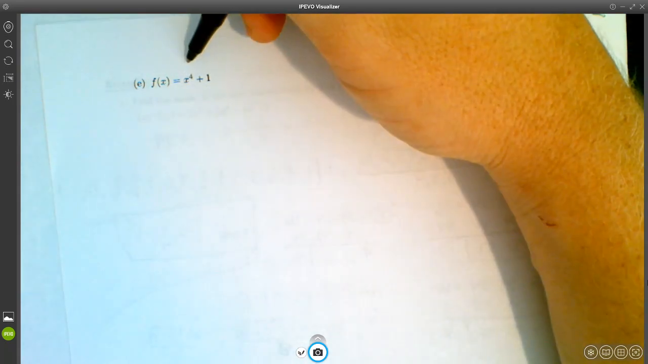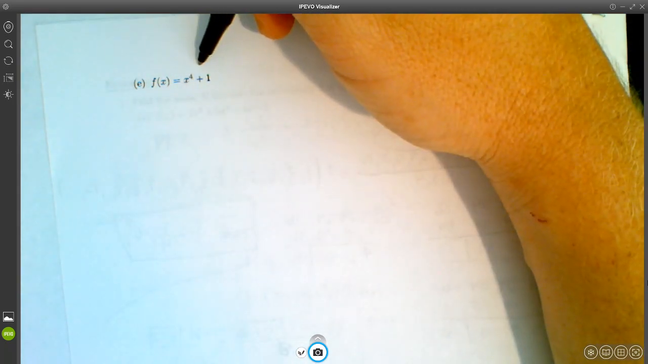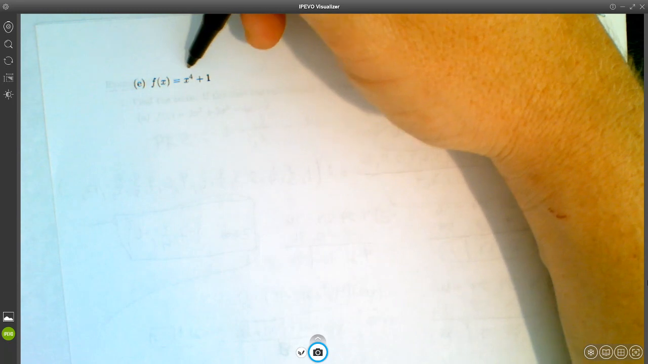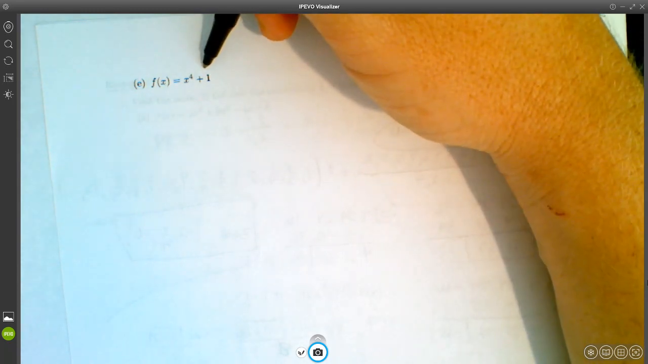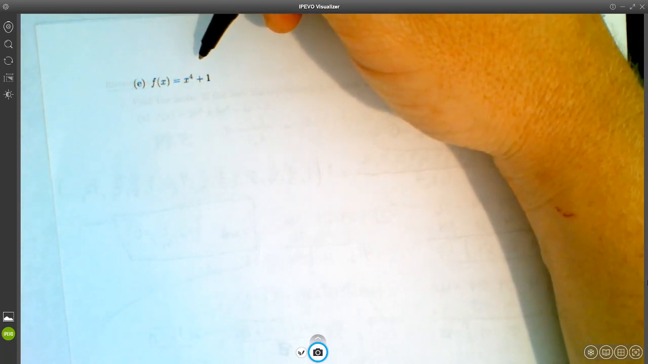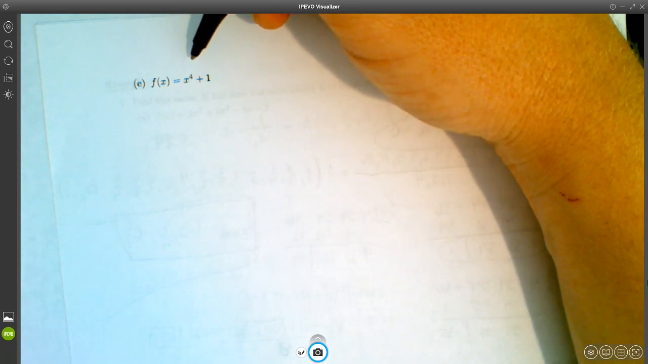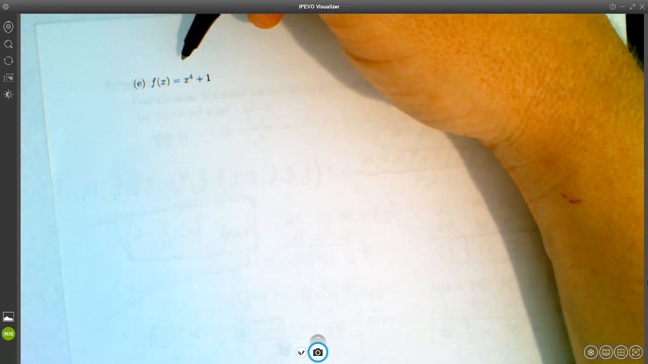So first of all, we can't factor this by any normal means. You could think of this like a sum of squares. Sums of squares are not factorable, right? Or at least they're not factorable over the real numbers.